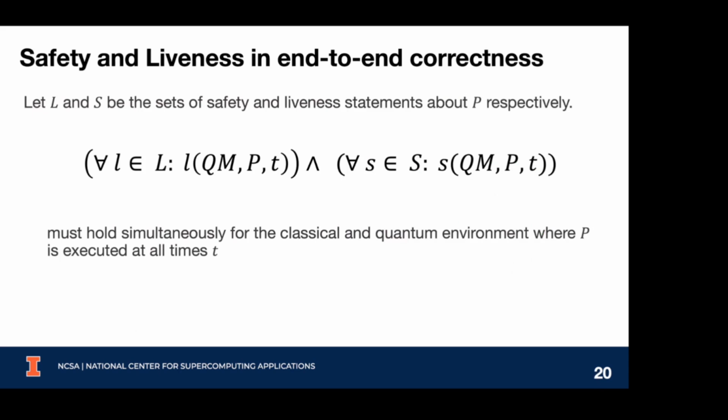We also have some safety and liveness for end-to-end correctness. Let LNS be the set of safety and liveness statements of P, and we want all of these sets to hold simultaneously for the classical and quantum environments when P is executed, at all times T.